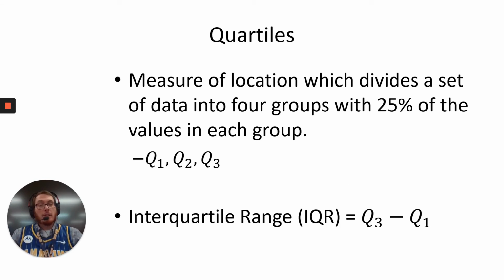Quartiles. There are 3 quartiles in a data set, denoted Q1, Q2, Q3. Q1 is the 25th percentile, Q2 is the median, the 50th percentile, and Q3 is the 75th percentile. The big thing from the quartiles that you're going to need is what's known as the interquartile range, or IQR. We're going to be using that for box plots in the next lesson. And that's found by taking the third quartile minus the first quartile in the data set.